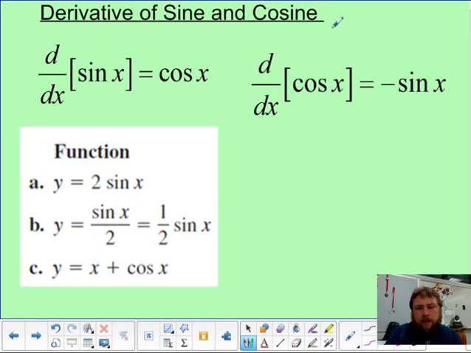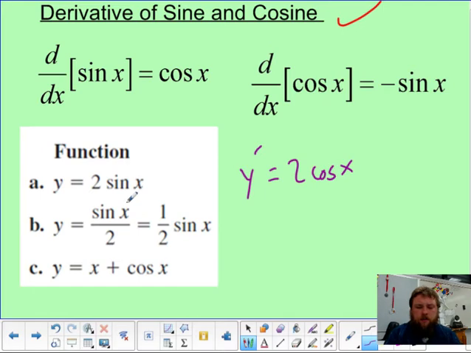Okay, derivative of sine and cosine, because yes, we can find derivatives of trig functions. So the derivative of sine equals cosine. And the derivative of cosine equals negative sine of x. So let's use that right here. If I have these functions, I'm going to find the derivative. So y equals 2 sine of x. The derivative of that is going to be y prime equals 2 cosine of x.